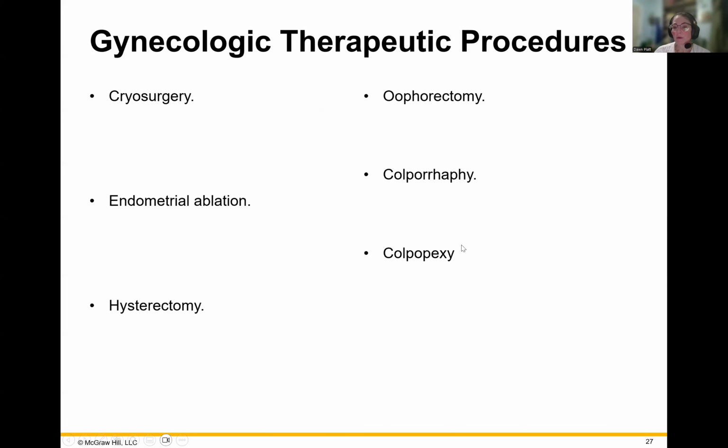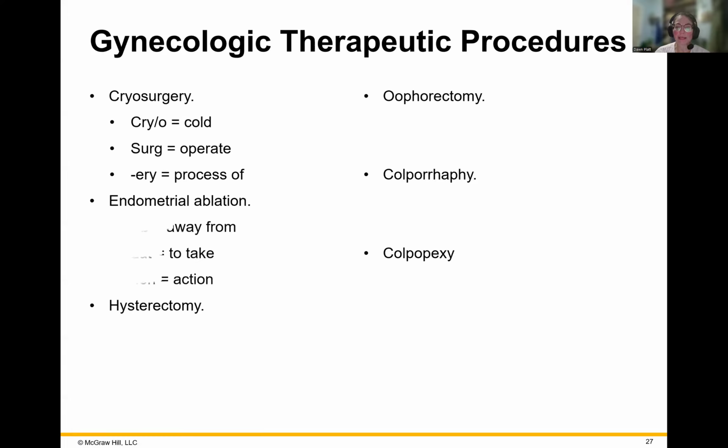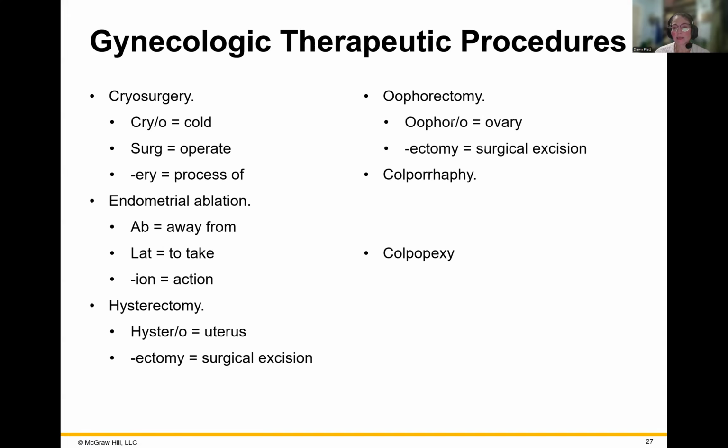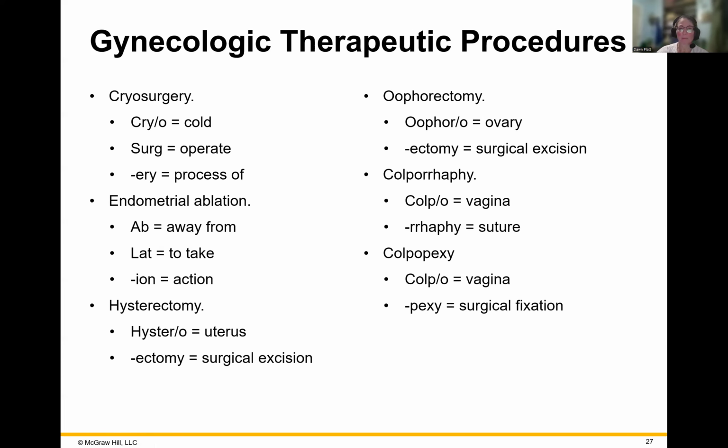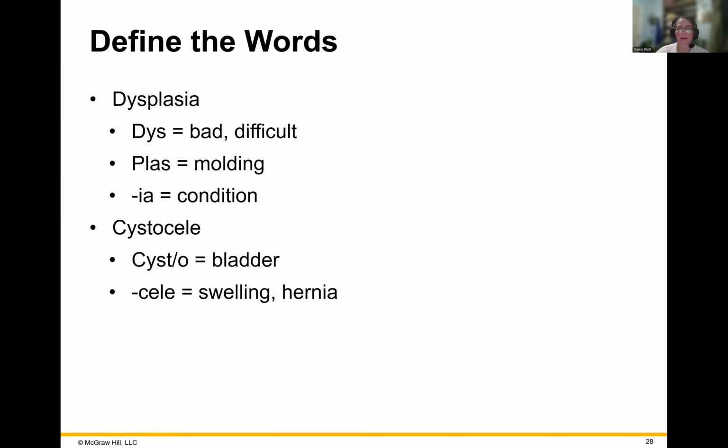Now we have therapeutic procedures: cryosurgery, endometrial ablation, hysterectomy, oophorectomy, colporrhaphy, and colpopexy. Other terms, we have dysplasia or a cystocele.